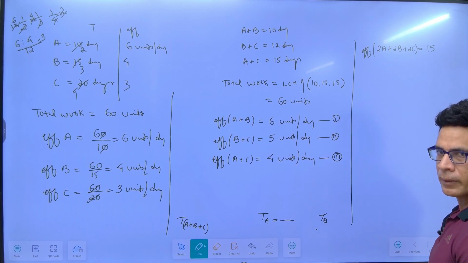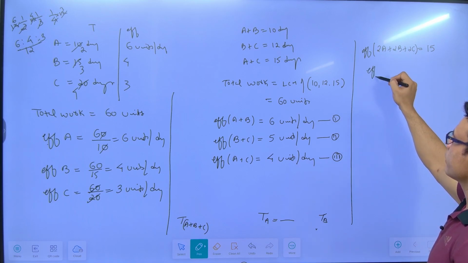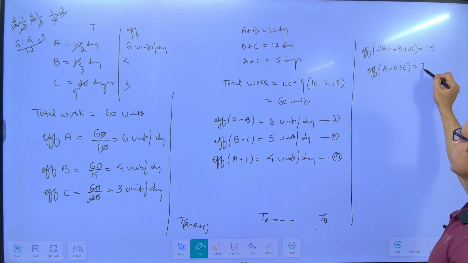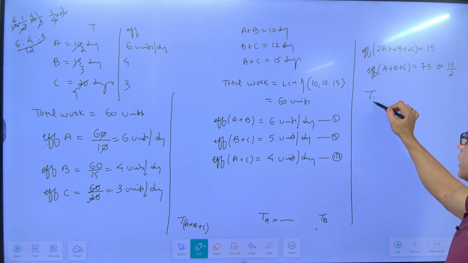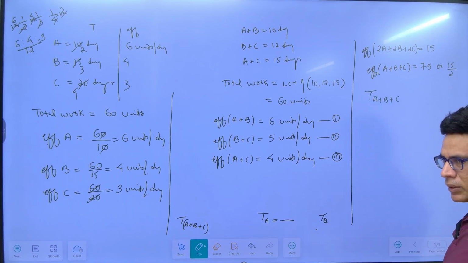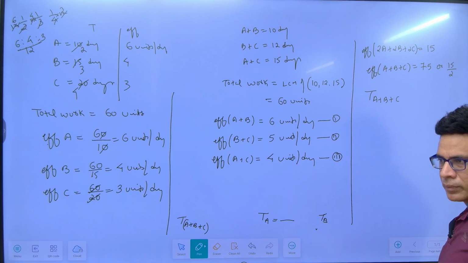That is 15. Take 2 common and bring it down. So the efficiency of A plus B plus C is how much? 15 by 2, which is 7.5, right? Now we have to find out the time taken by A plus B plus C. So I can directly find out: total work 60 divided by 15 by 2.